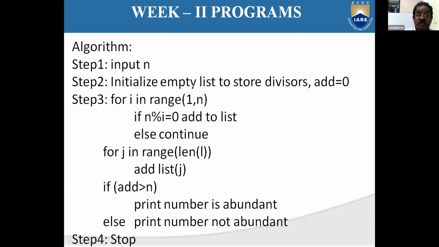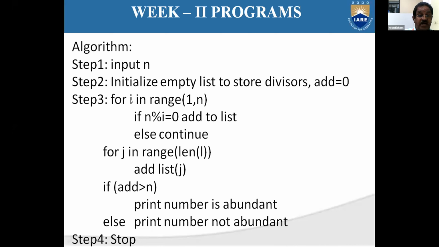The algorithm written for this is: you will be inputting the number n, then initializing an empty list to store the divisors, because you would be getting the divisors and all of them have to be added up. So that's why you initialize the empty list to store the divisors, and then you initialize add equals 0.